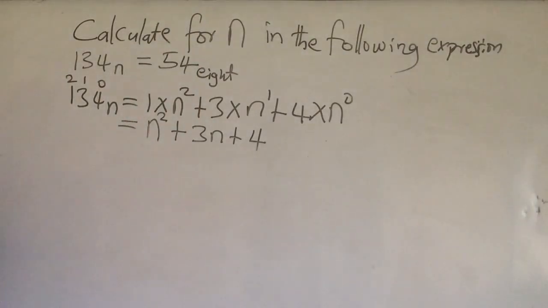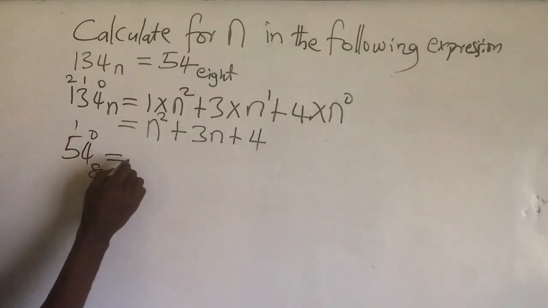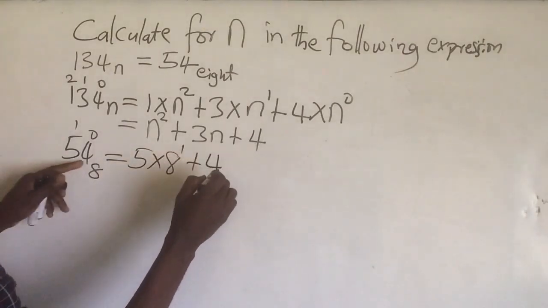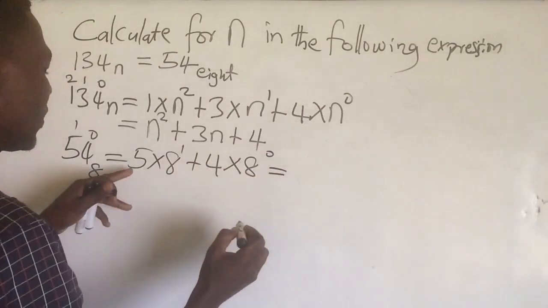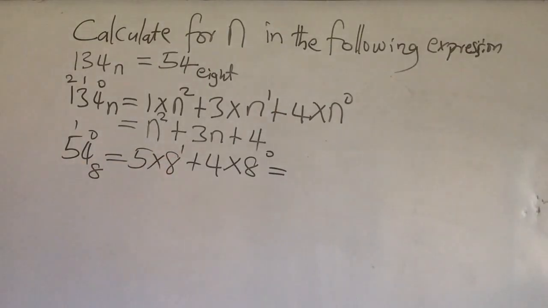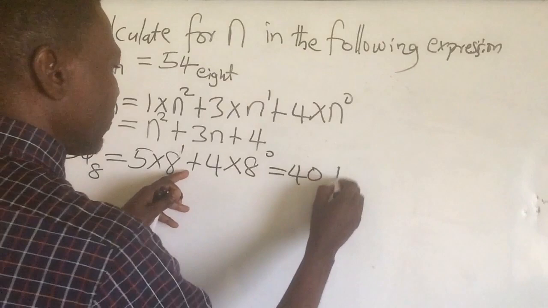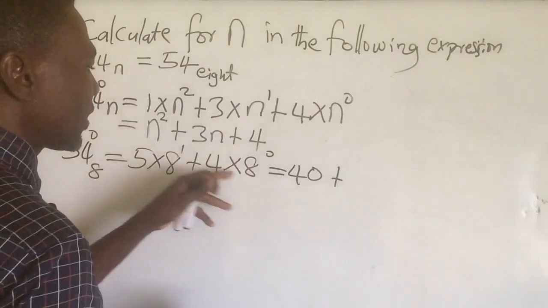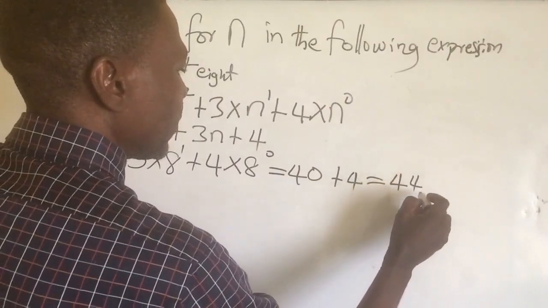Now let's convert the other one to base 10. 54 base 8, converting it to base 10: 5 times the base raised to power 1 plus 4 times the base raised to power 0, which will now be 5 times 8 raised to power 1, which is 40, plus 4 times 8 raised to power 0. 8 raised to power 0 is 1, so 4 times 1 is 4. When we add all, it will now be 44 base 10.